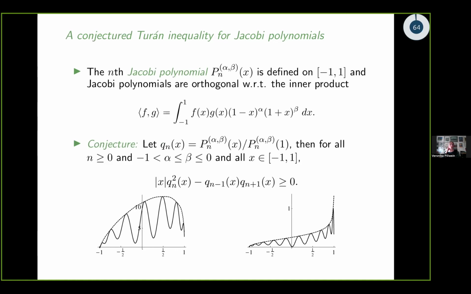Turing's inequality also holds for Jacobi polynomials, which are the next generalization. They are also defined on -1, 1. They have two parameters and they are no longer symmetric. They also satisfy the classical Turing inequality for certain ranges of parameters alpha and beta, again, when normalized to be 1 at 1. And they appear to satisfy this type of inequality in this range, and we give some evidence for it in our paper.